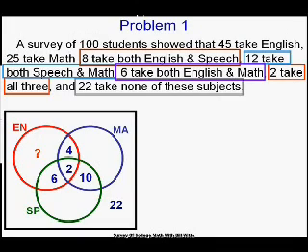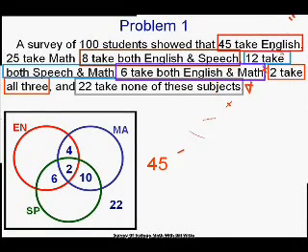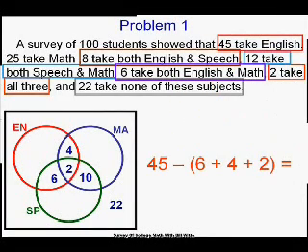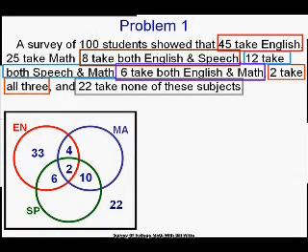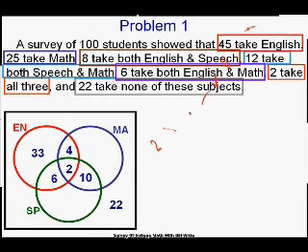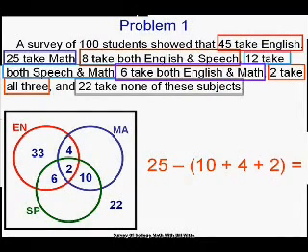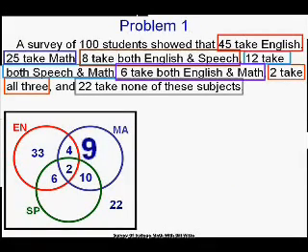This one, the rest of the Englishes. Well, they tell me 45 take English. So the whole English set is 45. So if I subtract the 6, and I subtract the 4, and I subtract the 2, I can figure out that portion also. This is the rest of the math people, and they gave me information for that. They said 25 take math, but that's all the math people. So let's subtract the 10 and the 4 and the other 2, and we'll get that portion of math.